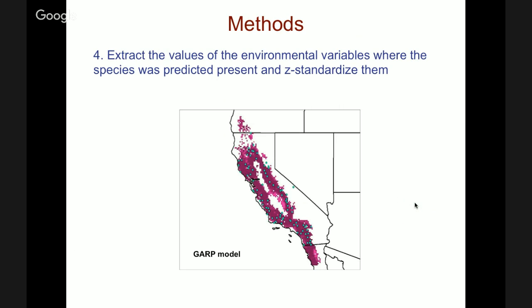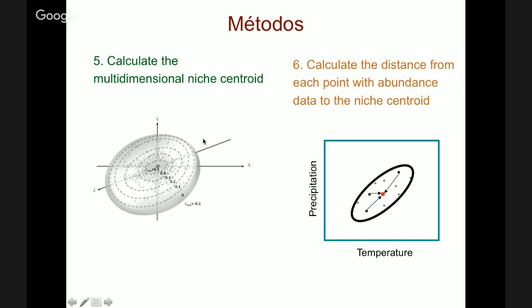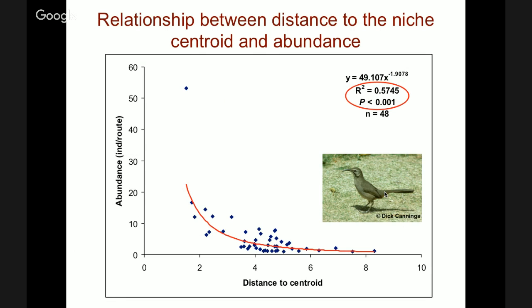From this map, we extracted the information of the environmental variables at each one of the pixels in which the species was predicted present, and then calculated the niche centroid as the standardized mean of all environmental variables. And then we used the information from the species that we have data on abundance to calculate the distance of these points to the niche centroid, and then used a regression analysis to see if we could find a relationship between abundance and distance to the niche centroid. And this was our first result. We found a significant and pretty decent relationship between the distance to the centroid and the abundance.